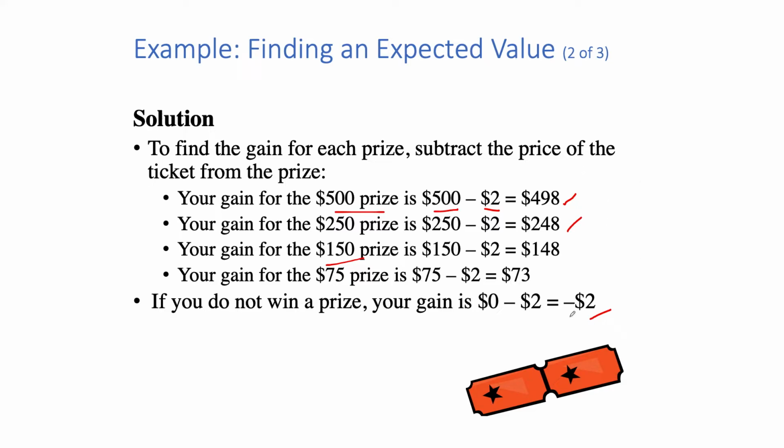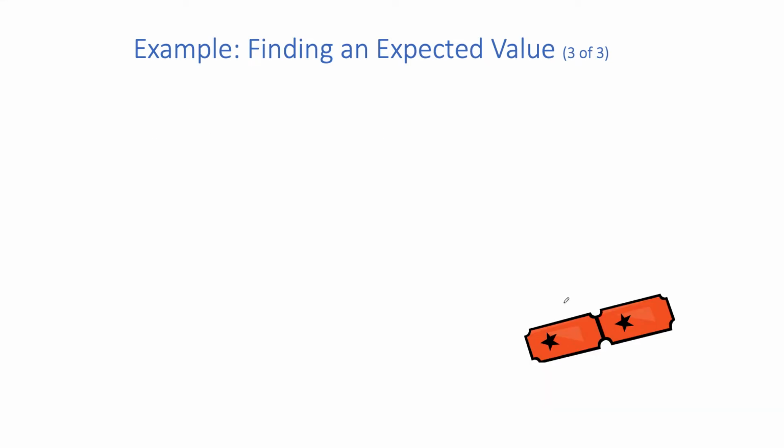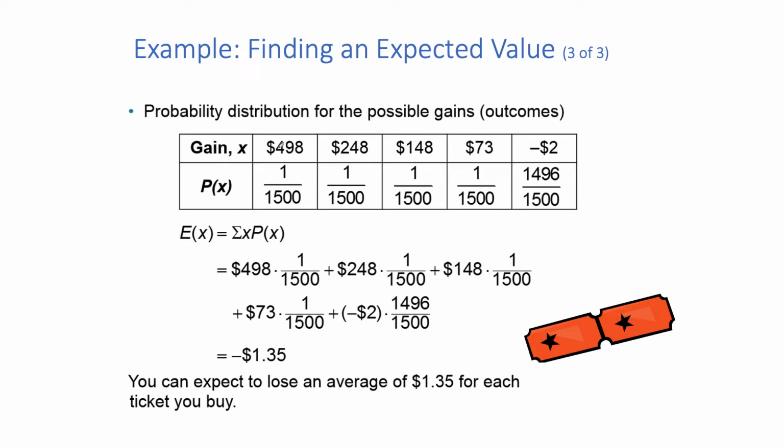Okay. Now, the question is, what do I expect to make on average, right? If I just went in blindly, bought a ticket, what do I expect to happen on average? So I want to know what the mean of this probability distribution is. So I know what the outcomes are. I know what the different values for X are. The next thing is to find the probabilities for each of these values, right? So if I think about X as a random variable which can take one of 5 values, I can make $498 profit, $248 profit, $148 profit, $73 in profit, or I could lose $2.